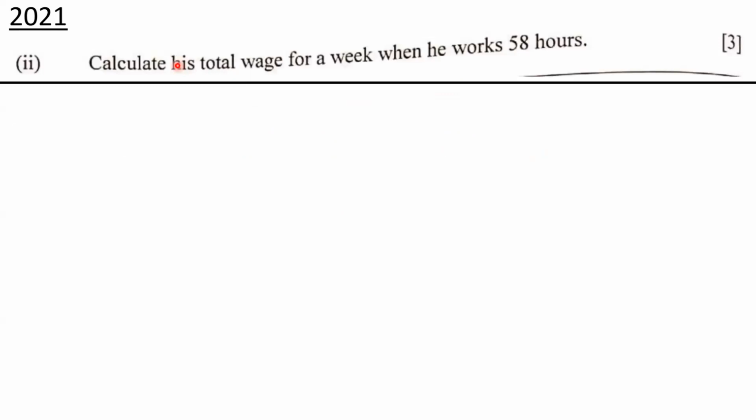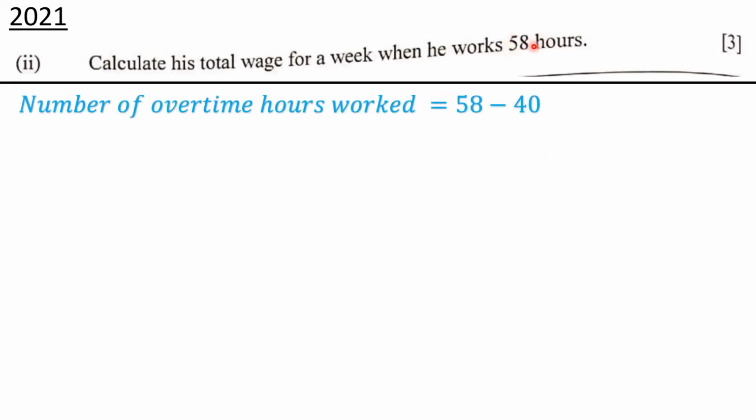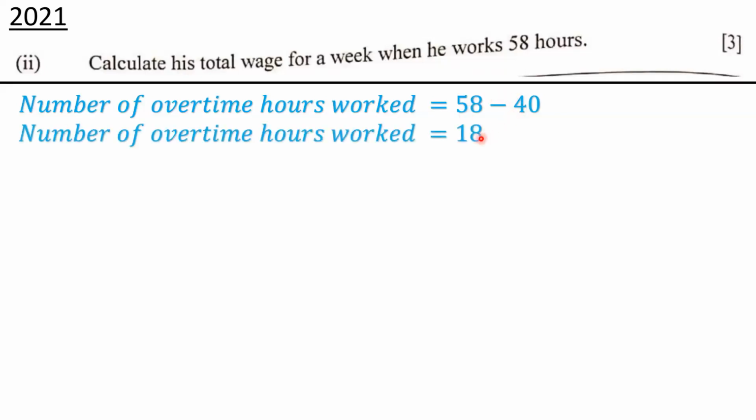Okay, let's move on to the next question. It says calculate his total wage for a week when he works 58 hours. What we need to do is figure out the number of overtime hours worked. That's going to be 58 minus 40, because his regular working hours is 40. So 58 minus 40 gives us 18. That means there were 18 hours of overtime worked.